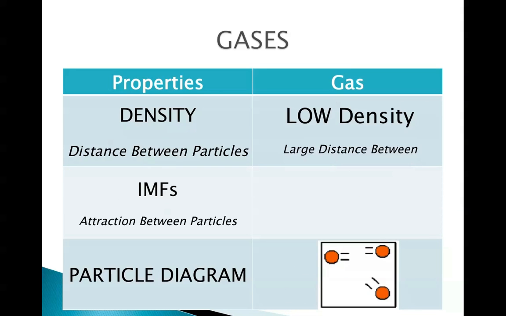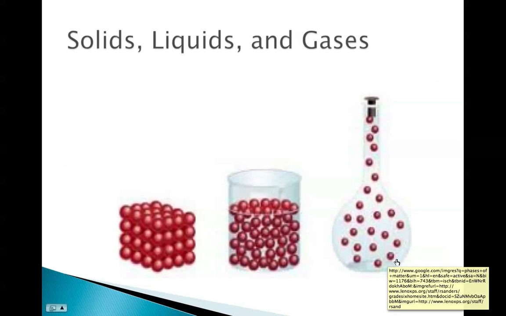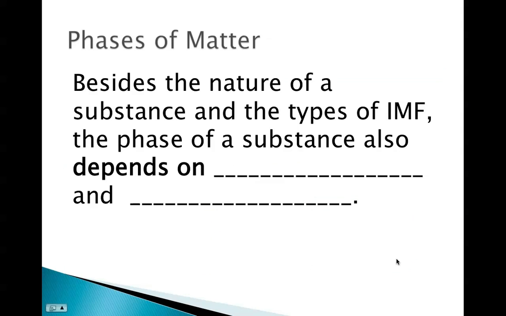With densities, we talk about gases having a very low density because of the large distance between particles. With IMFs, they tend to be weaker IMFs. That's why their particles are able to exist so far apart. And with particle diagrams, we like to draw gases taking up the entire container and also moving around far apart from each other to represent the gas appropriately. And here you can see some different examples looking at some zoomed in particles.